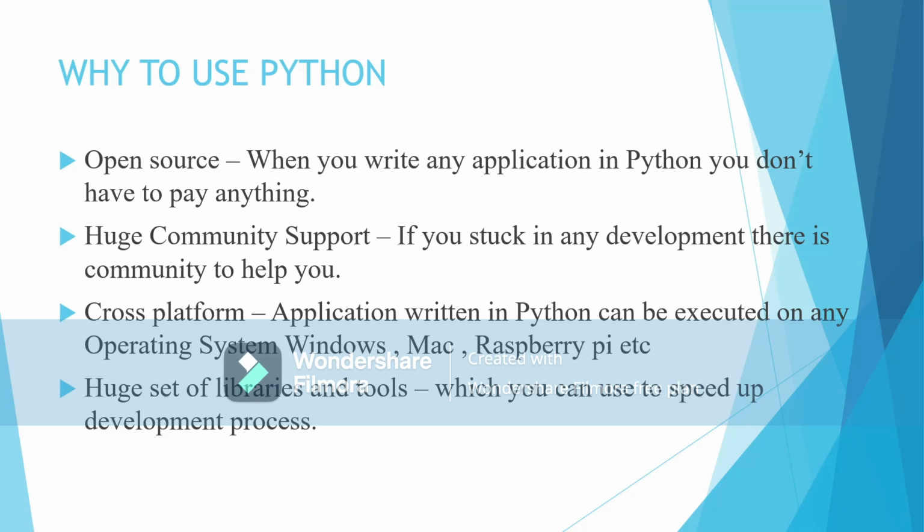Next thing is Python is cross-platform. So what is the meaning of cross-platform? It means we can write an application in Python on any operating system and it can be executed on another operating system like Windows, Mac, Raspberry Pi, etc. Next, use of Python programming, huge set of libraries and tools. When you write an application, at that time you can use the libraries and tools available in Python, which you can use to speed up the development process.